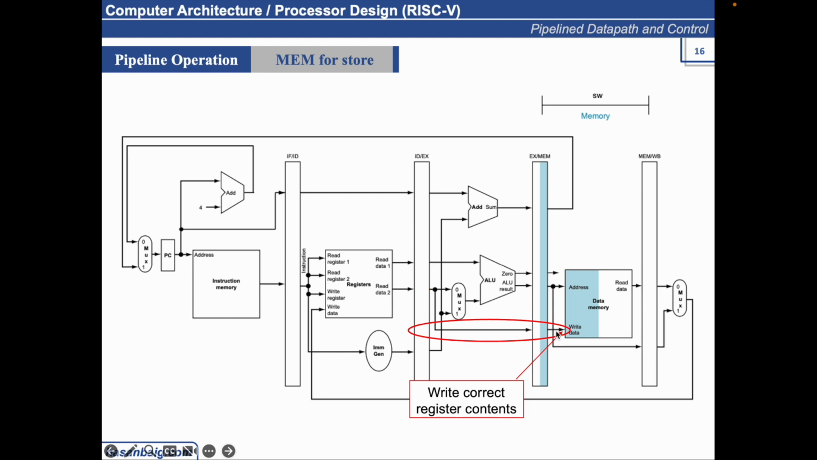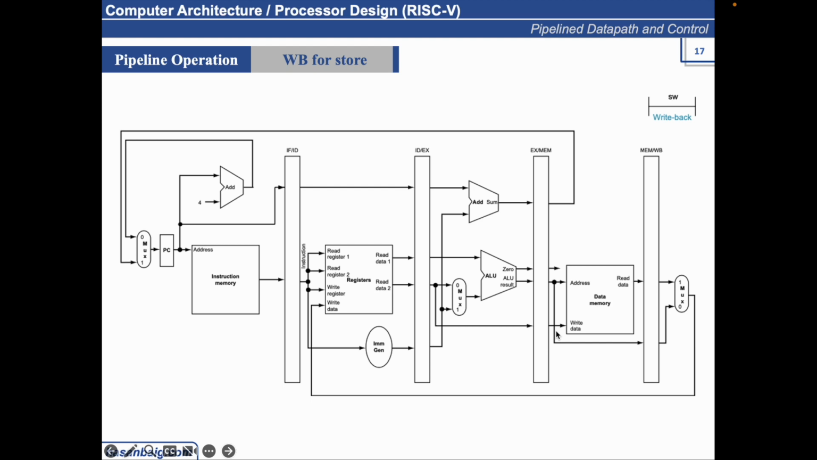Okay, so for SW, there is no point of having the write back phase. So the SW instruction actually finishes up here, so that's why no component is highlighted in this phase. So this is a single cycle execution of an instruction in the pipeline architecture.